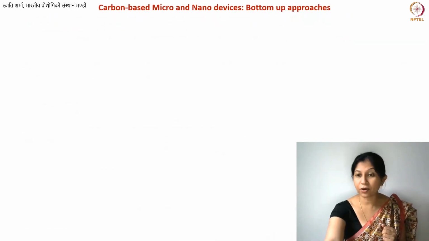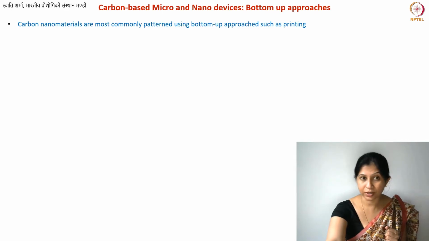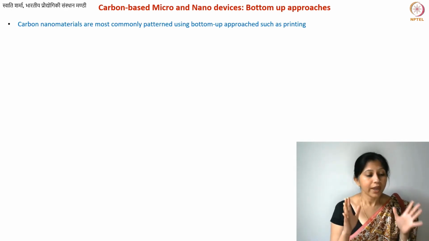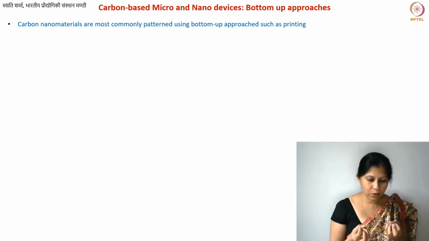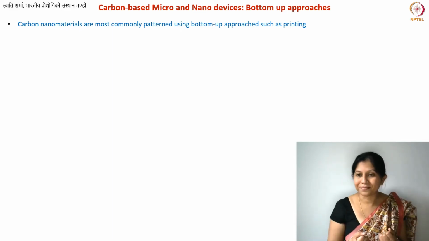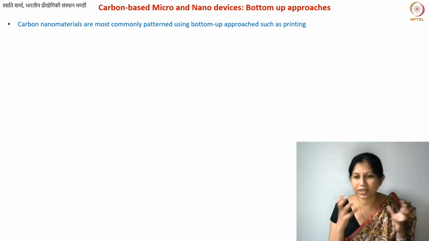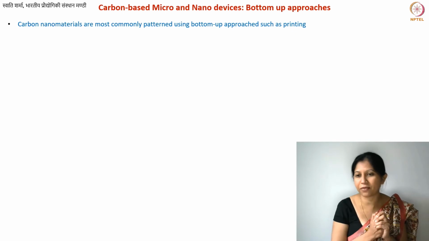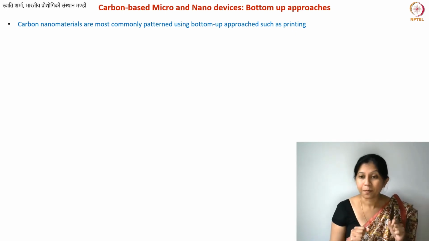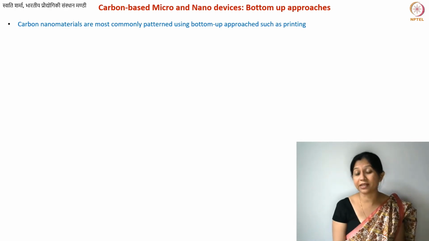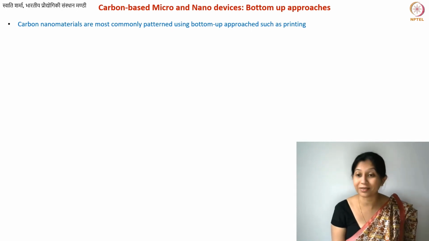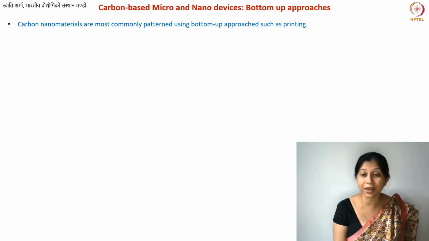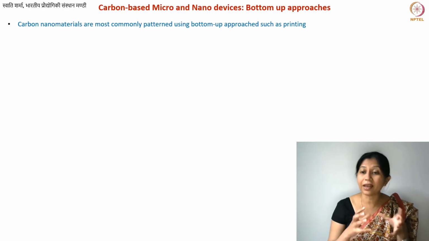Okay, so now we are going to talk about the bottom-up approaches. When we talk about bottom-up, it means we want to build something up. So what is a technique you can think of? Not lithography, right? Lithography is top-down. Printing. If somebody asks you what is the most common technique for making carbon nanomaterial based devices, that is printing. What you are actually doing is making an ink.